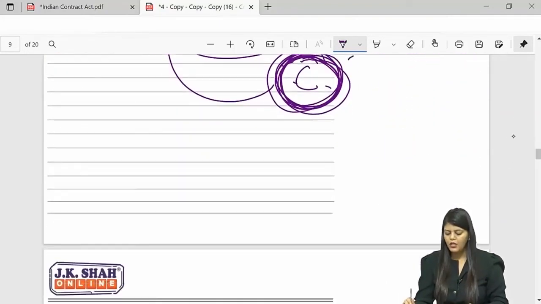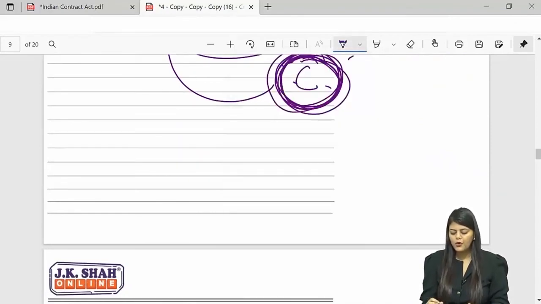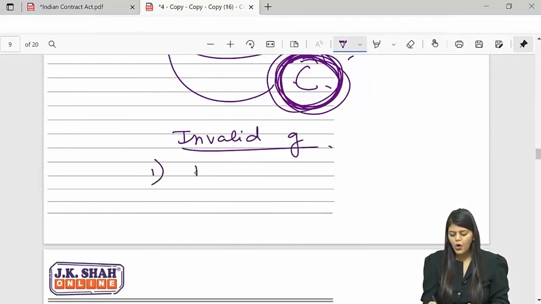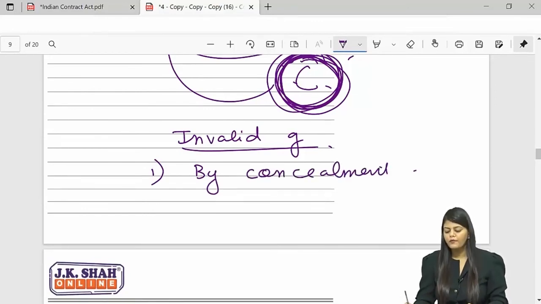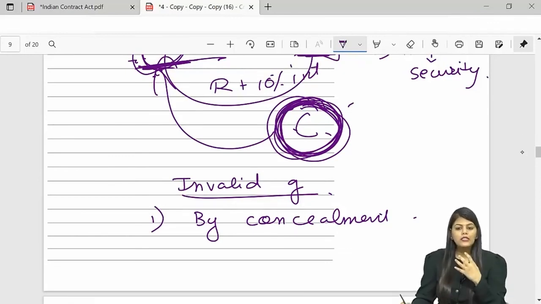Right. Now, there are some situations where your guarantee becomes invalid. Invalid guarantee. First one, if it is obtained by concealment, that means you lied to someone and you obtained it. That is fraud. They wanted C to give a guarantee, so they lied to C that B's financial position is very good, or they concealed some very important fact. It is invalid. So now the guarantee given by C is invalid.